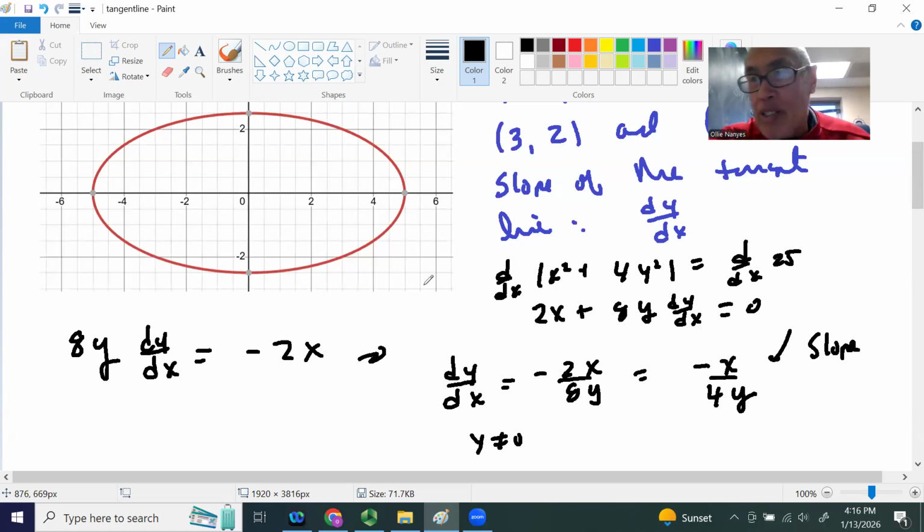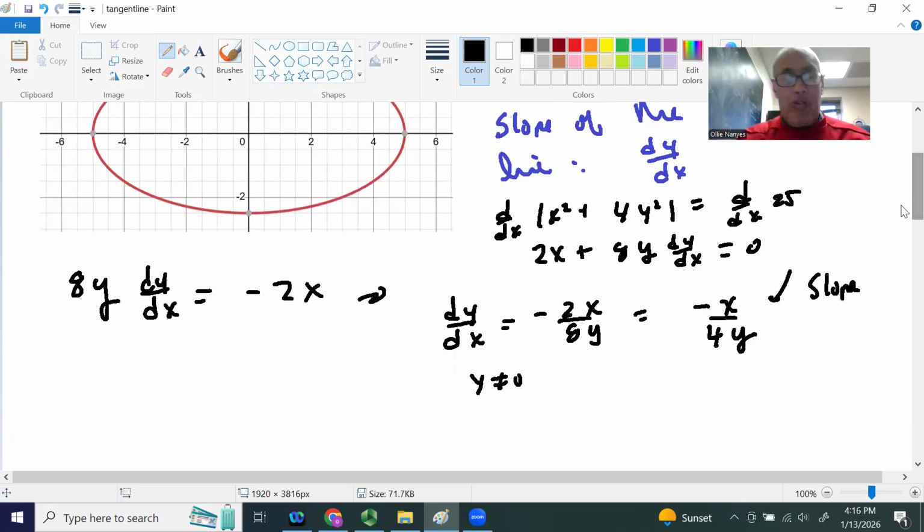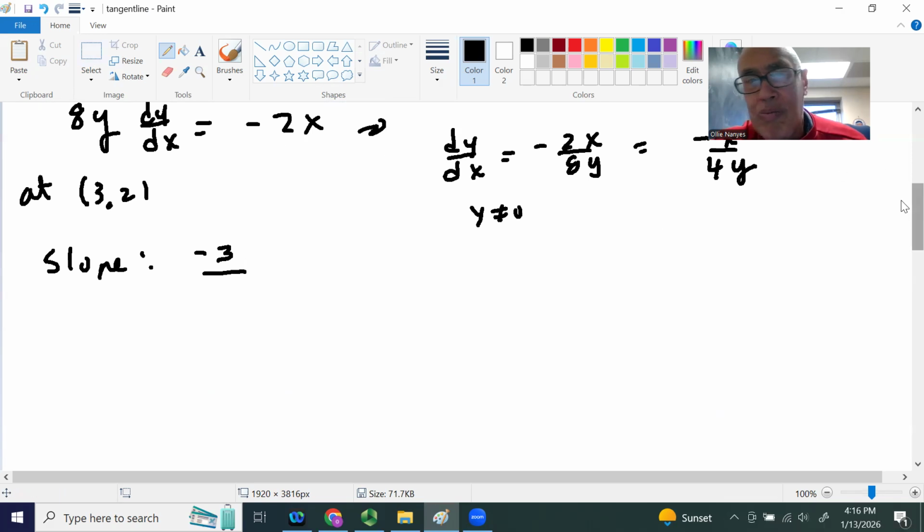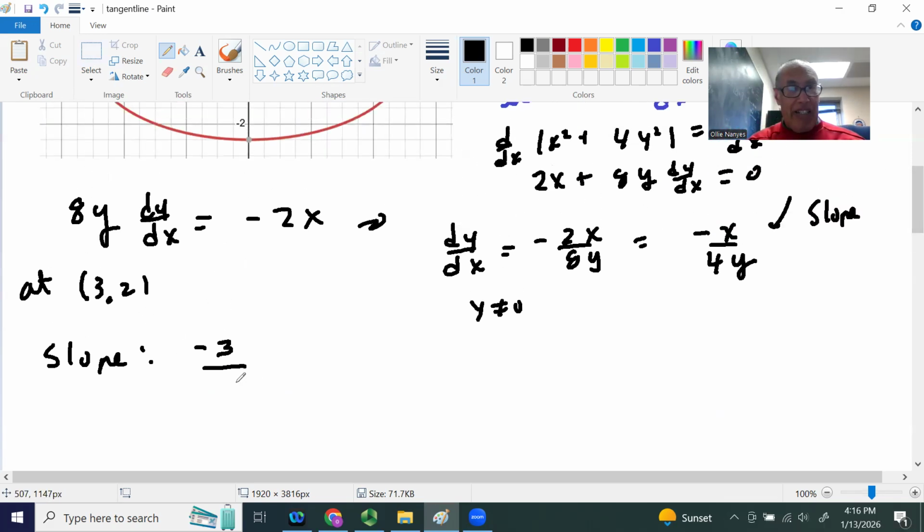These are the given points. So when we go to do this at x is 3, y is 2, the slope is going to be minus 3 over, in this case I have to be careful here, minus 3 over 8. And at -3, 2, the slope will be a positive 3/8.